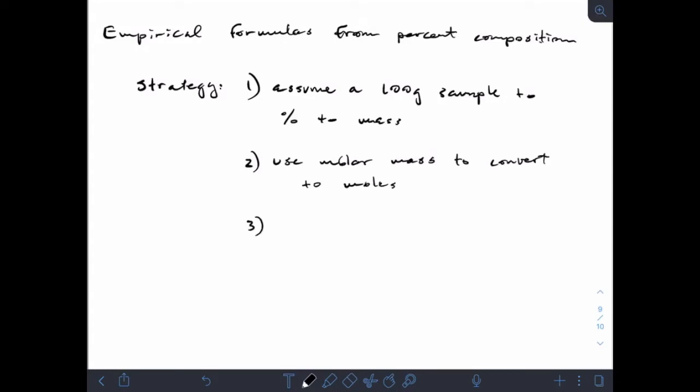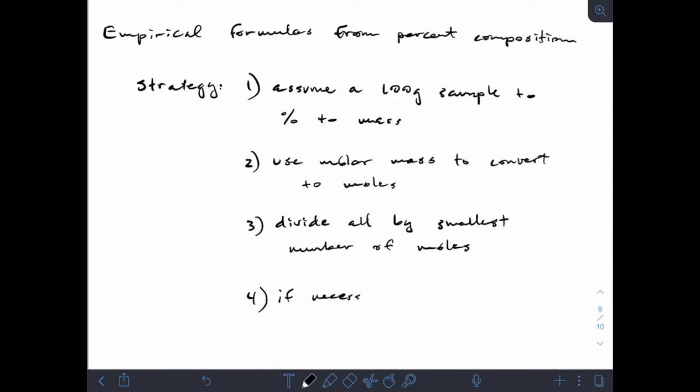Three, divide all of them by the smallest number of moles. Okay, and 4 is only if necessary. Multiply everything by a common factor to get whole numbers.